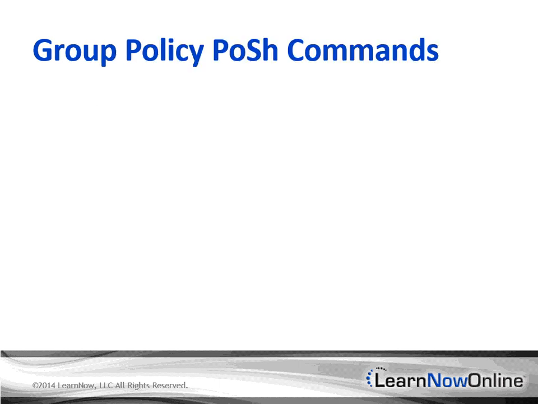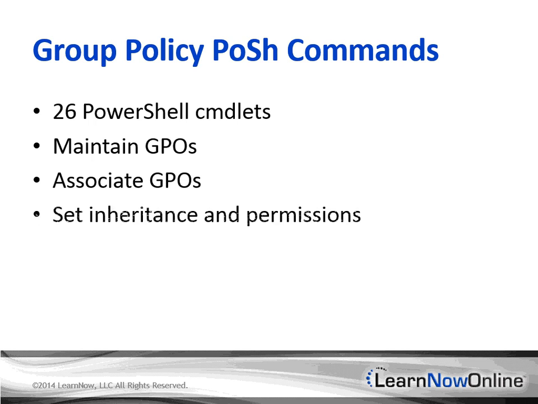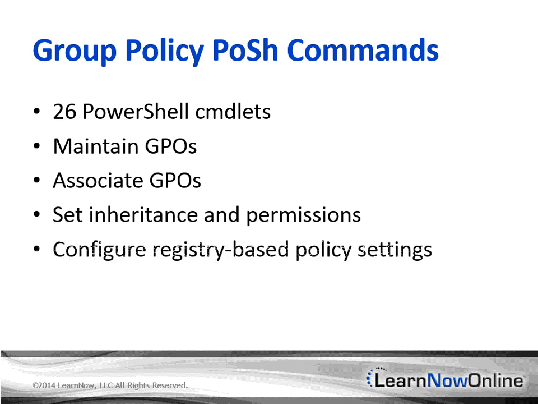There are 26 PowerShell cmdlets available to manage group policy, and you can use them to perform the following tasks for domain-based GPOs. You can maintain GPOs, which includes GPO creation, removal, backup, reporting, and import. You can associate GPOs with Active Directory Domain Services, or AD DS, containers, which includes group policy link creation, update, and removal. You can set the inheritance and permissions on the AD DS OUs and domains. And you can also configure registry-based policy settings and group policy preferences registry settings.